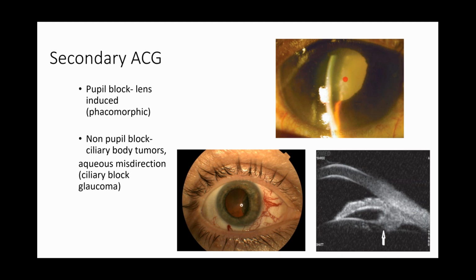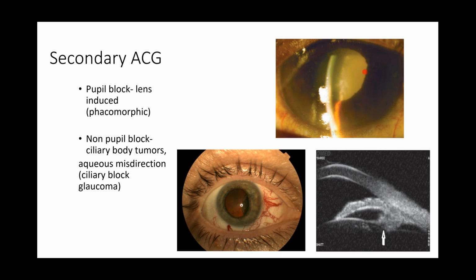The lens now, in this picture, you see the lens is intumescent. It is a total cataract which is white in color and there are some fluid pockets. So it is intumescent and it is pushing the lens forwards and the iris-lens diaphragm forward, leading to secondary angle closure. This is called phacomorphic glaucoma.